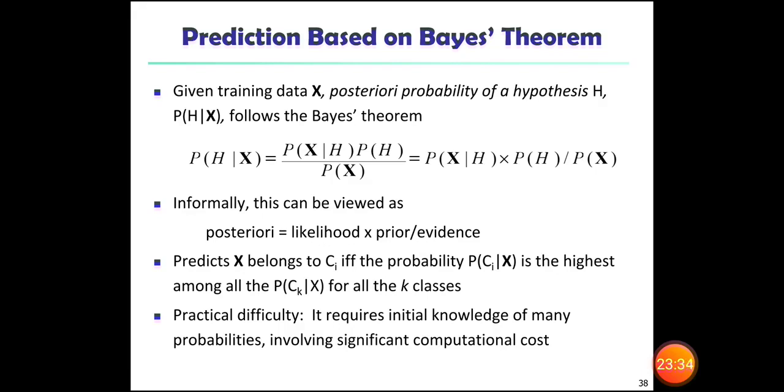So what is the practical difficulty over here? It requires initial knowledge of many probabilities, involving significant computational cost. So completely here we are going to discuss probability, so we need to have the basic knowledge of probability. Why? Because we are going to be involved in the probability concept, and this concept involves significant computational cost also. It's a prediction based on Bayes theorem.